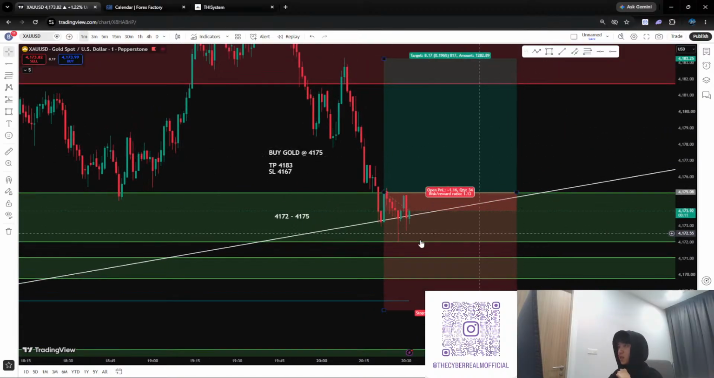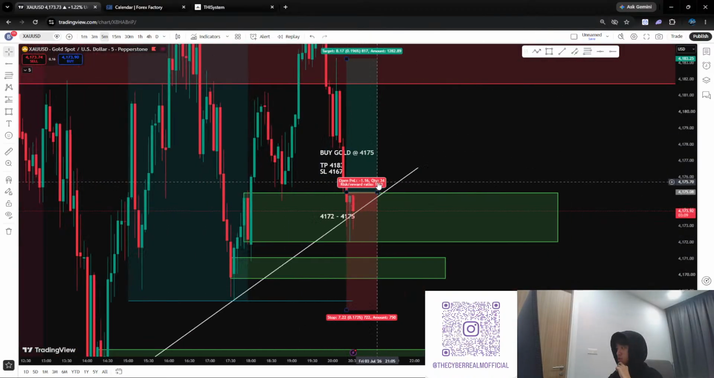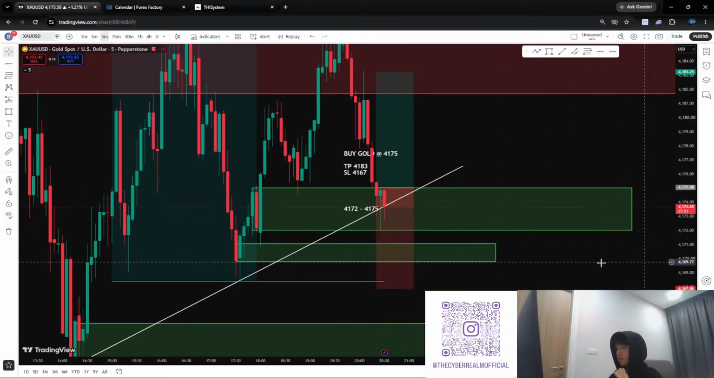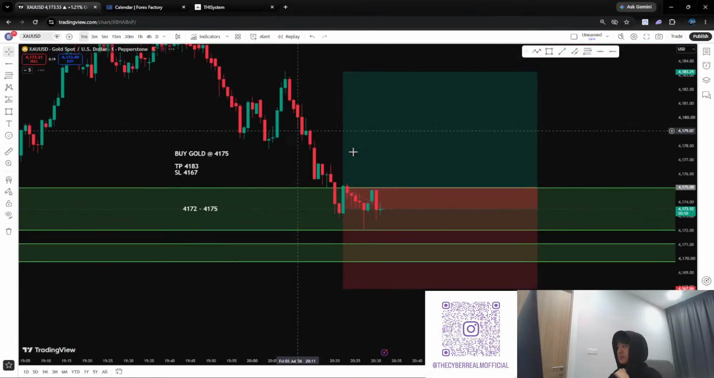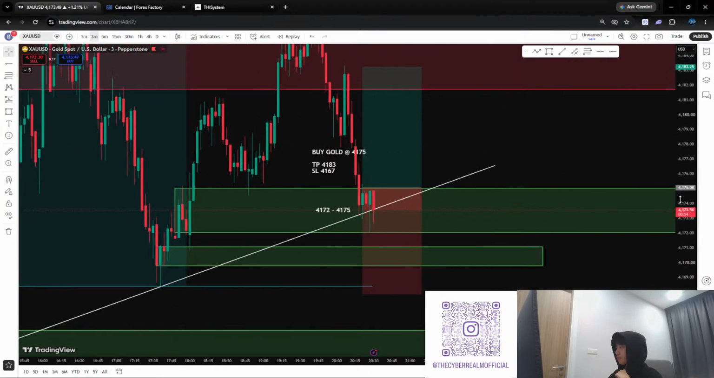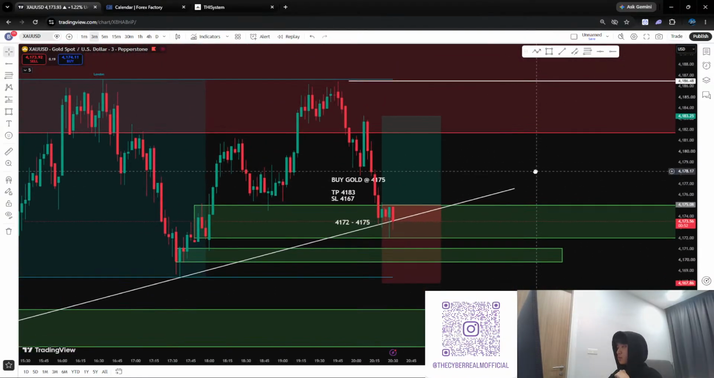Not much movement right now for some reason, even during the M1 time frame. But as you can see, there's a big rejection candle right here from the M5. Now we just need to see if this candle closes above or below. Let's stay right here and let's see how this candle moves.